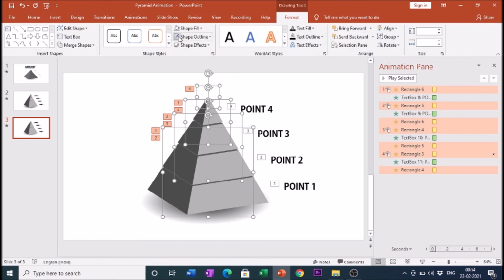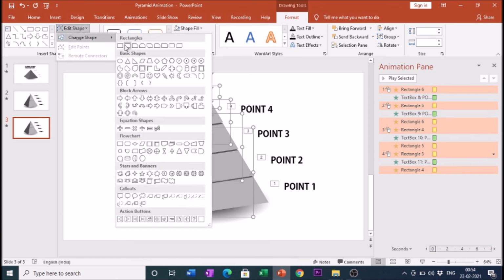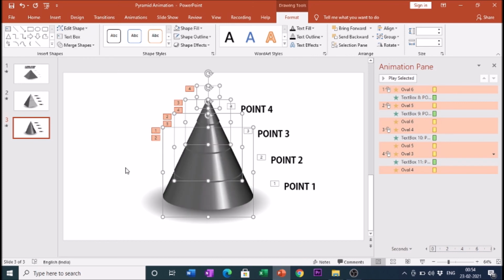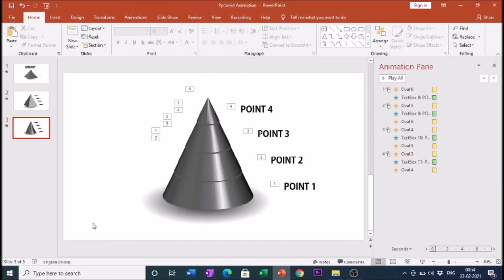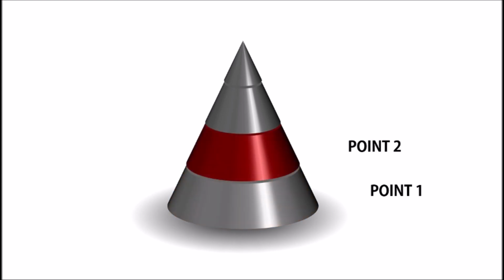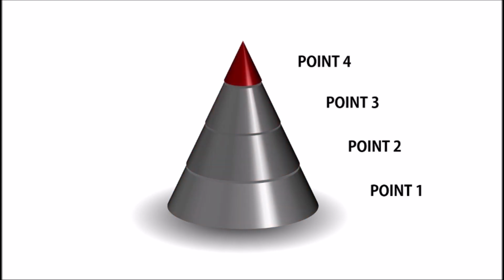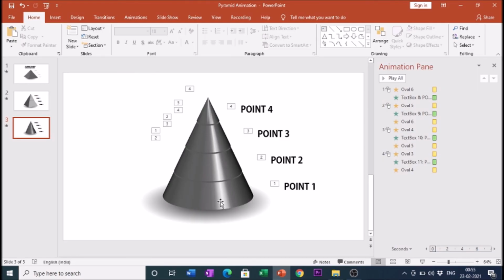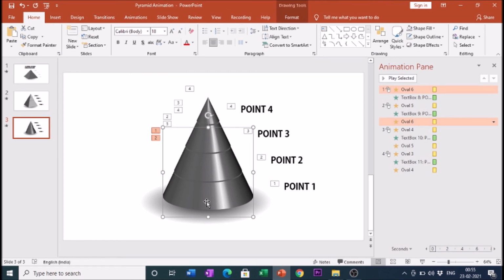I'll go to format tools, edit shape, and let me select this oval. Once you select this oval, the entire diagram from a pyramid turns into this nice beautiful cylinder. Again, see, it's the same thing. You can also go ahead and change this shape to anything else.